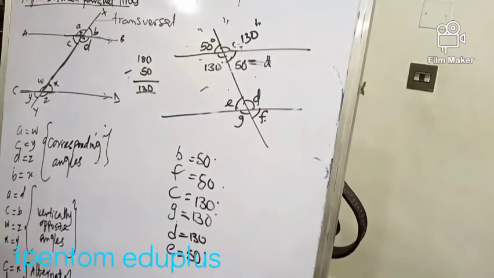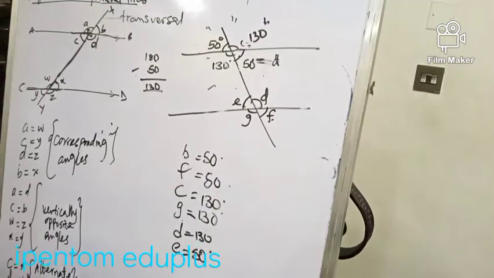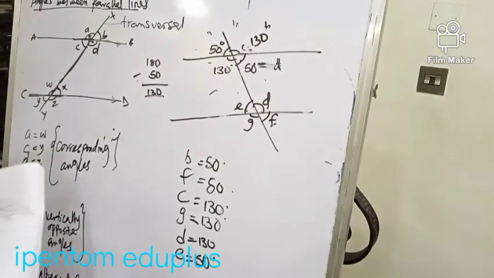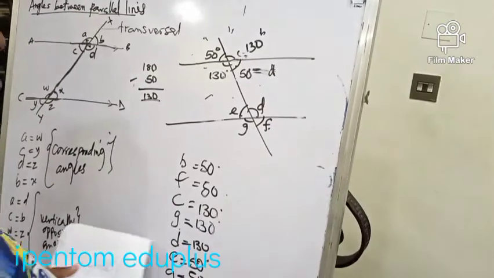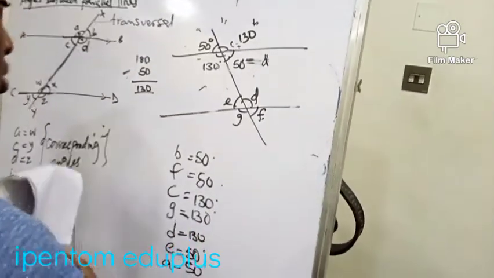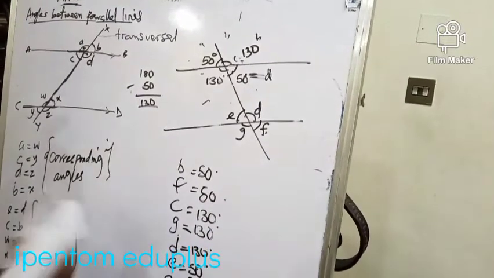That's the same reason why G is equal to 130, because they are corresponding. Then another thing is that D also forms a Z with 130. So we can also use alternate angles to get D to be 130, apart from using corresponding angles.